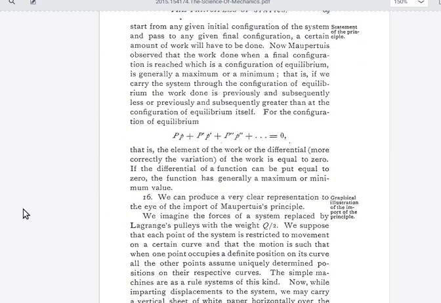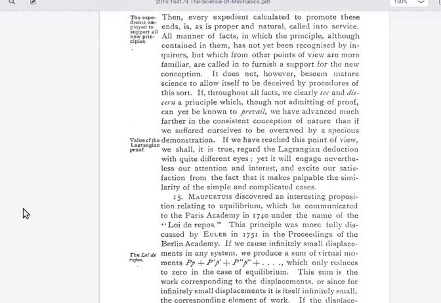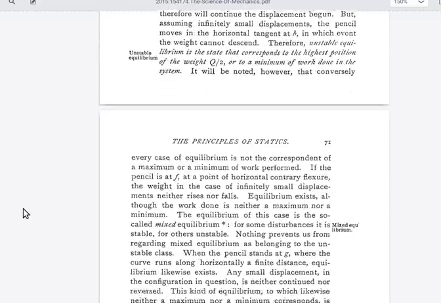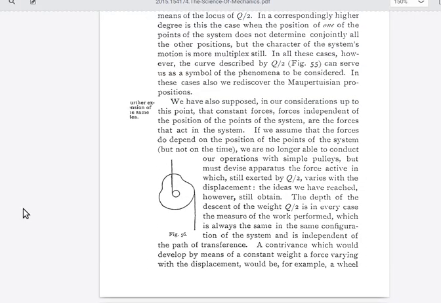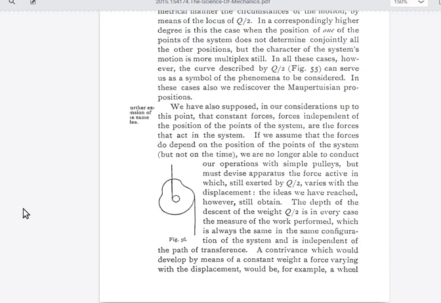We have also supposed, in our considerations up to this point, that constant forces, forces independent of the position of the points of the system, are the forces that act in the system. If we assume that the forces do depend on the position of the points of the system but not on the time, we are no longer able to conduct our operations with simple pulleys, but must devise apparatus, the force active in which, still exerted by Q/2, varies with the displacement. The ideas we have reached, however, still obtain.